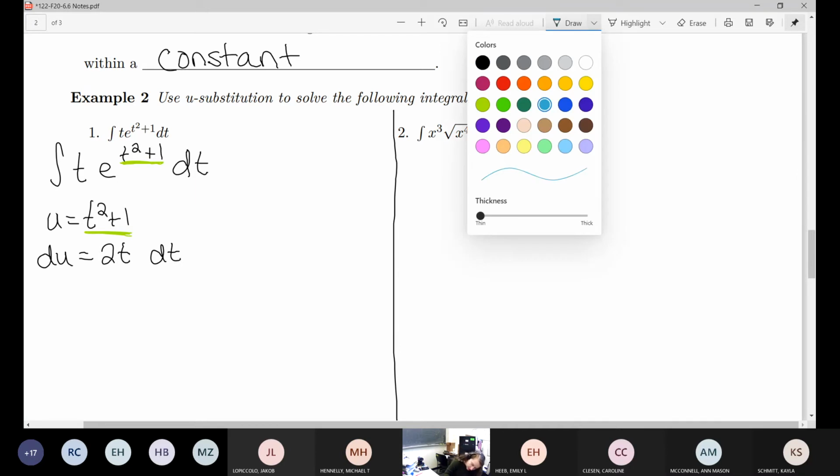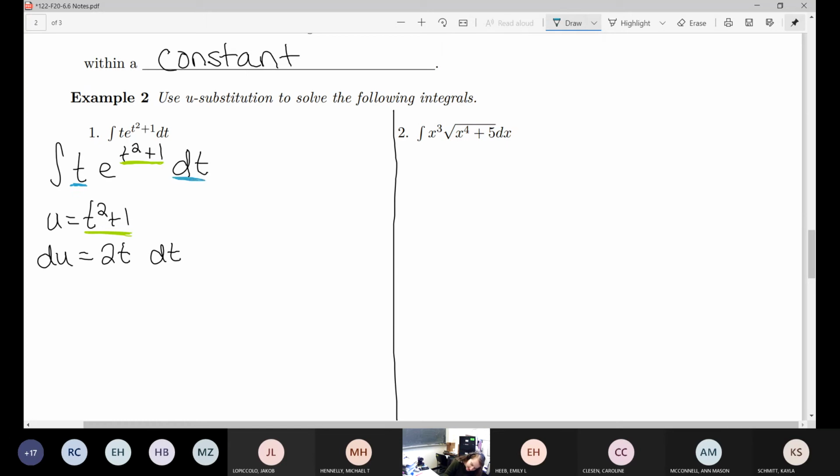Now notice that the thing we have left in the problem is a t dt, so it doesn't have the 2. Since that's just a constant, we're fine. We're going to take the 2 over to the other side by dividing by it. So we're essentially going to get 1/2 du equals t dt.